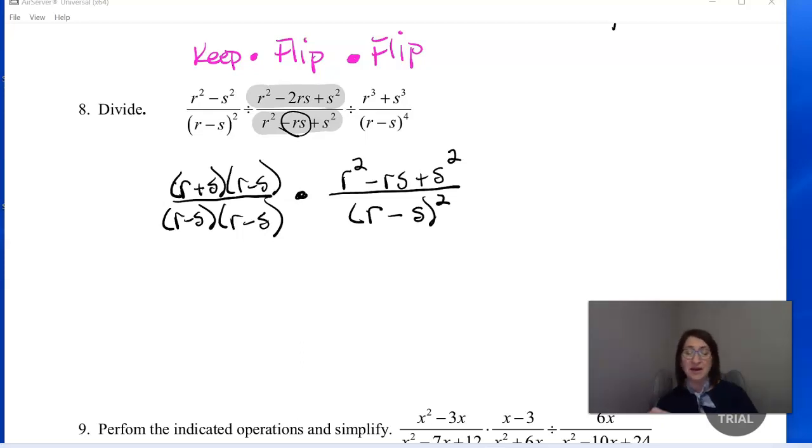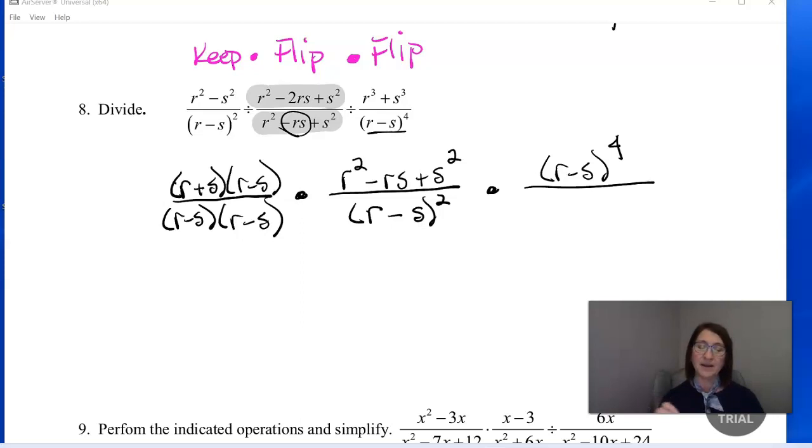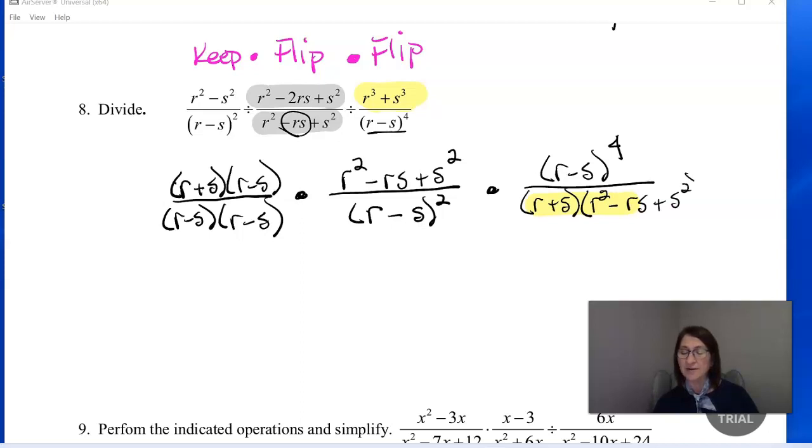All right, so now I've got my times, and I've got another r minus s, but this one's to the 4th. And then I've got my numerator here, which is going to come down to my denominator. So that is the sum of 2 cubes. Okay, so that's going to be r plus s times r squared minus rs plus s squared.